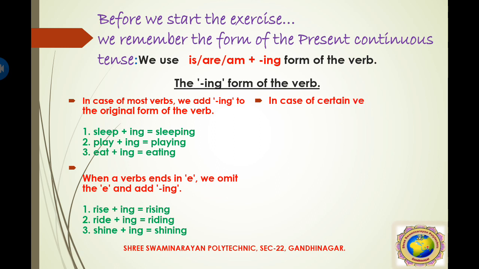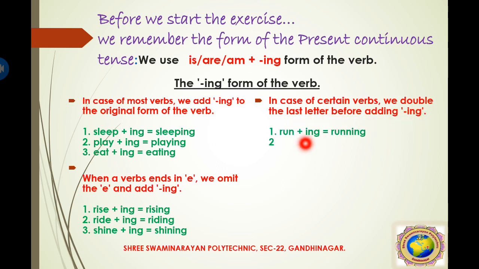Then the third one is, in case of certain verbs, we double the last letter before adding the ing. Here is run. So here we are using double n: running, heat, so heating, shut, so shutting. It means the letter before the last letter is any of a, e, i, o, u. As we know, if this a, e, i, o, u is used, then the last letter will be doubled here. Okay. So these are also things you know.